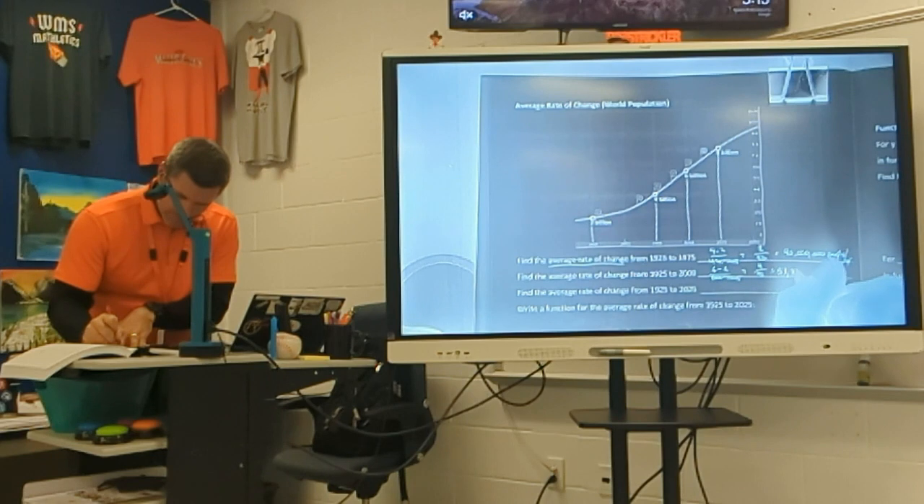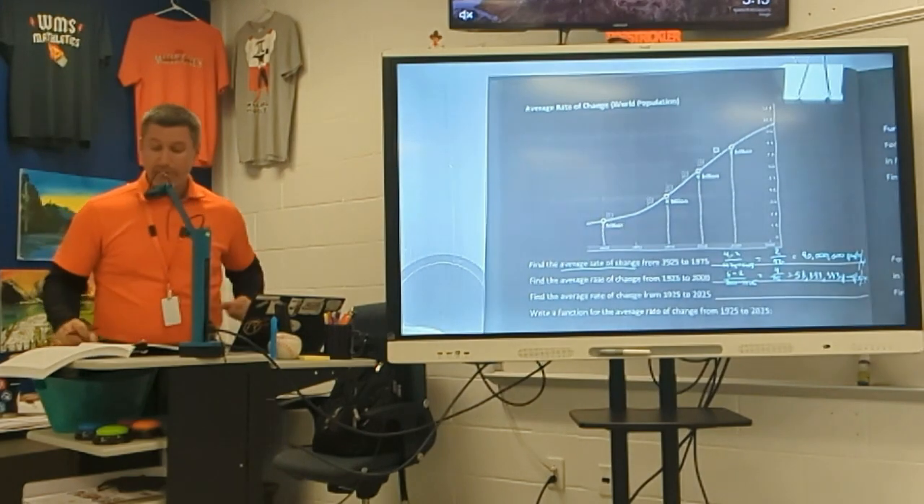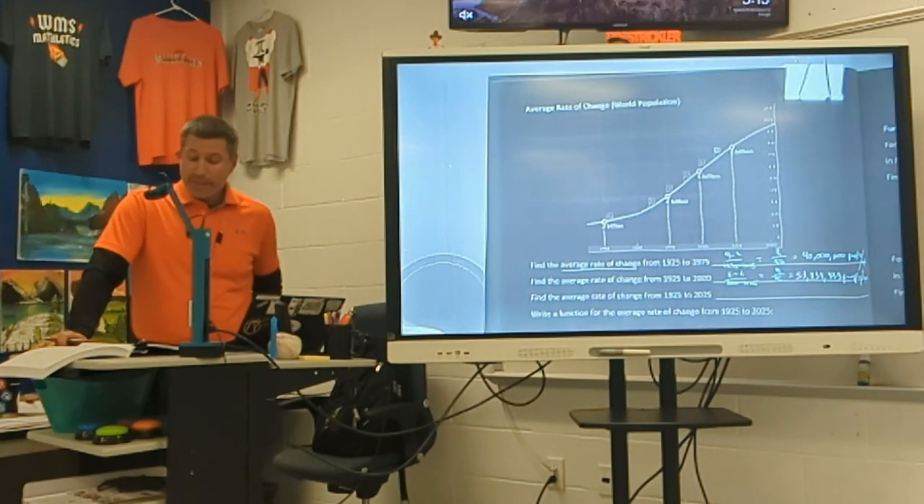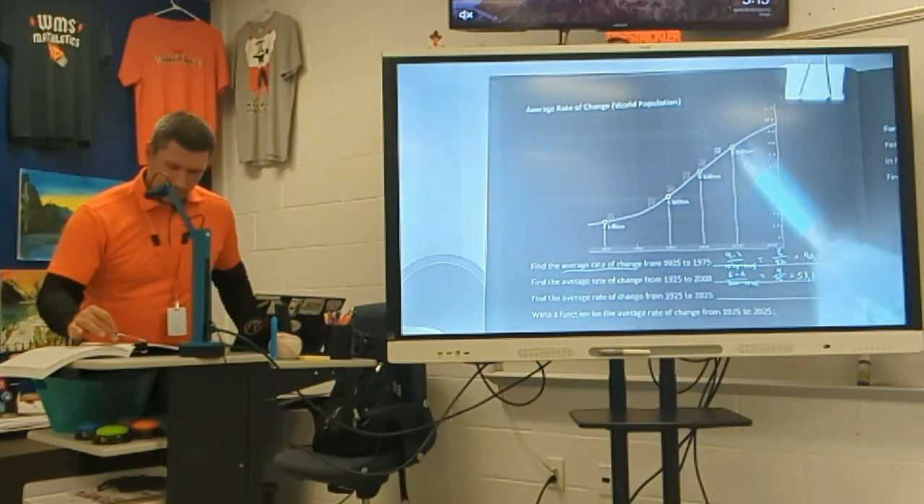333,333 people per year, approximation anyway. So slightly more. So over a 75-year period, we added 53 million people per year. As you can see, the graph is not linear. There's this gentle little curve here.